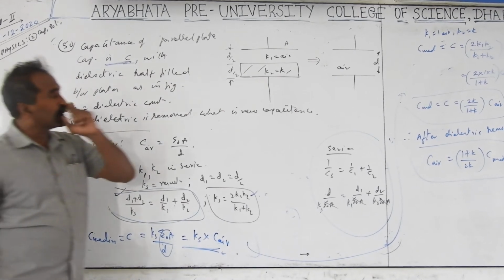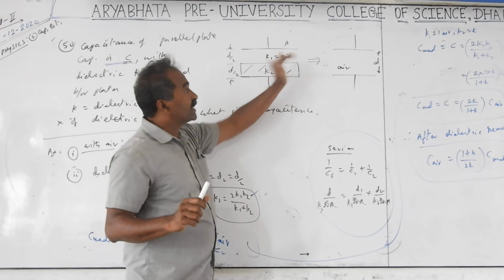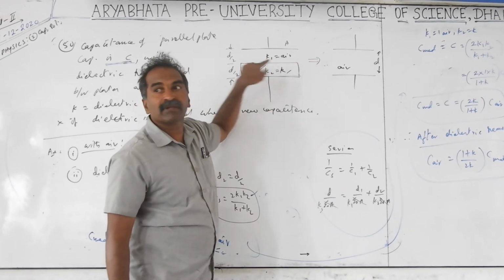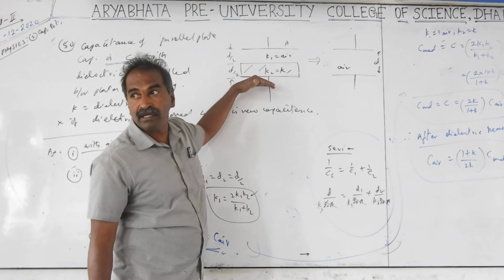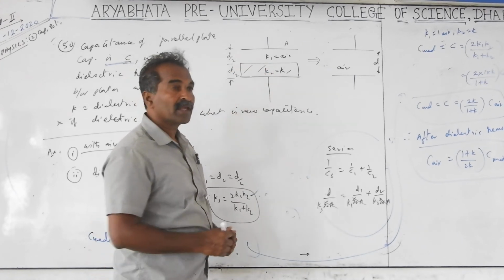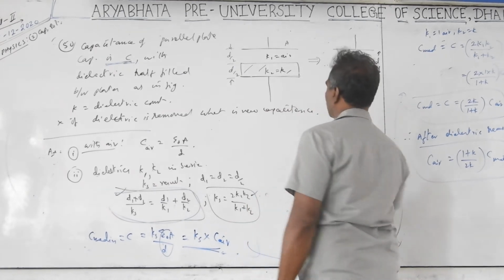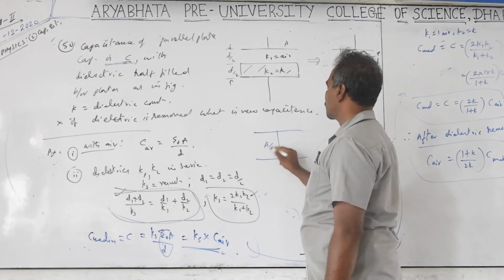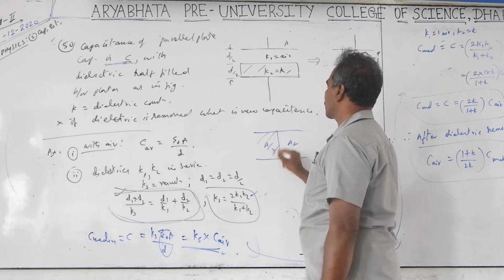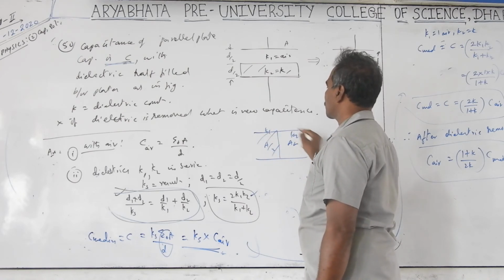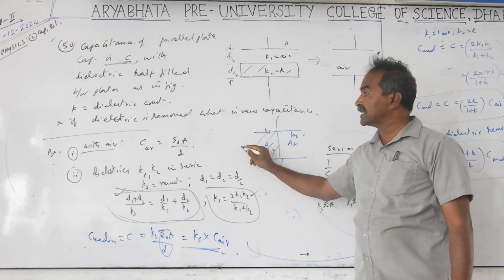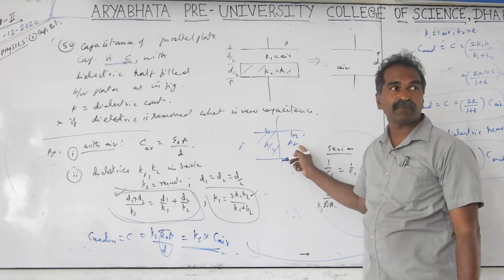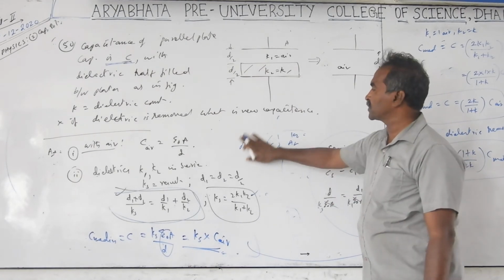The same problem may be given, so be careful with that. After inserting, what happens, they may be reversed. They will give it like this as C and ask what the value will be if half filled. Half filled may be asked like this, or sometimes half filled in parallel may be given. This is A by 2, this is also A by 2, this is K1, this is K2. So now what happens? D is the same, they are in parallel, and the area is A by 2 each.